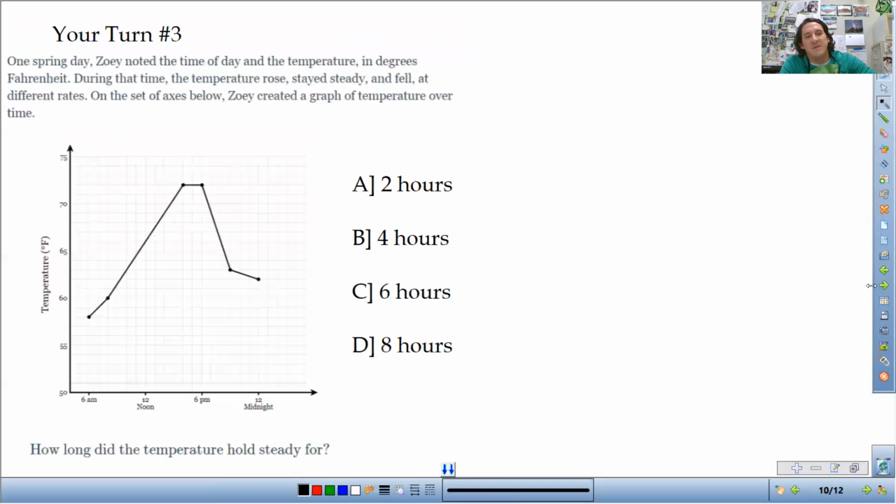So I want you to see if you can figure this one out. One spring day, Zoe noted the time of day and the temperature in degrees Fahrenheit. During that time, the temperature rose steadily and fell at different rates. On the set of axes below, Zoe created a graph of temperature over time. How long did the temperature hold steady for? So you can see each block is 2 hours. So this is just 1 hour, 2 hours, 2 hours.